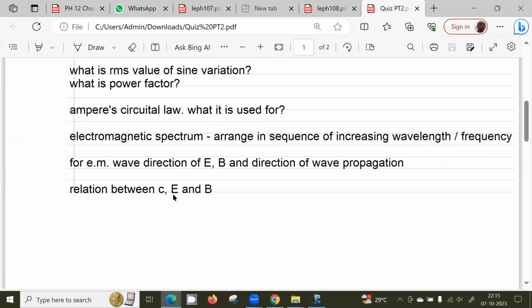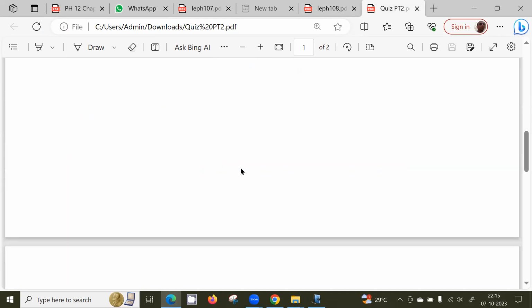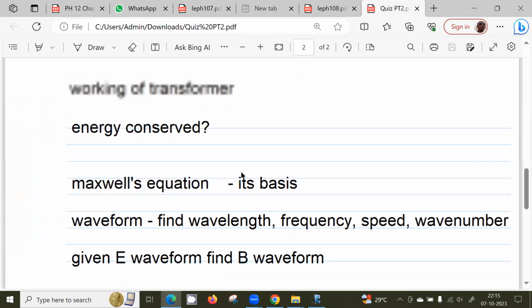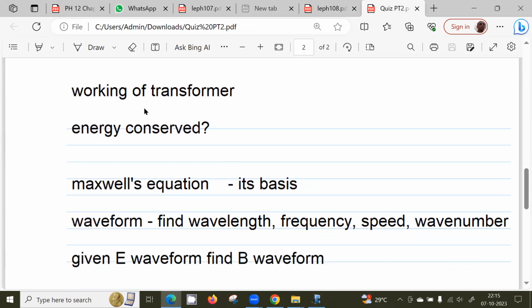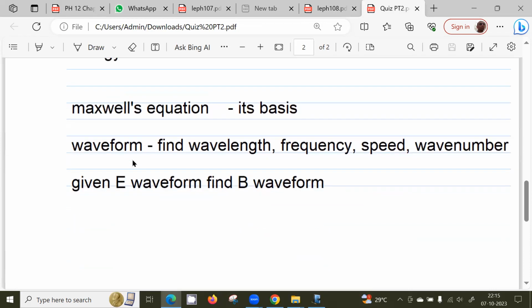So this relation, you know, C is E by B. So some more is a transformer. This already little bit is there.